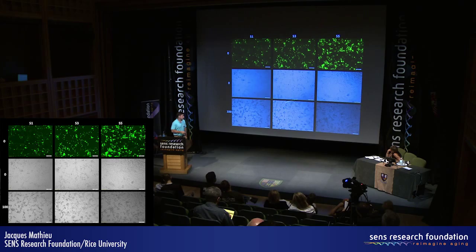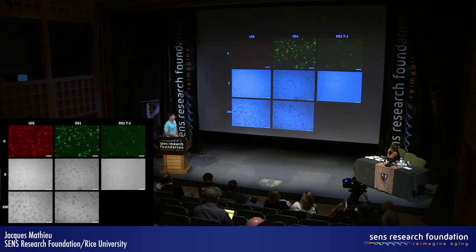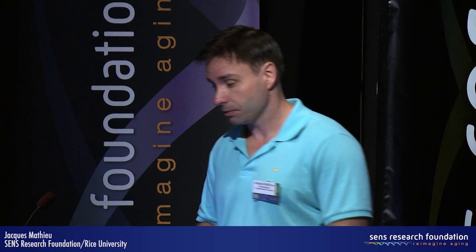This is star D3, star D5. Basically, we saw star D3, we saw a pretty decent effect using star D3. Overexpression of this has been shown to be beneficial in atherosclerosis. Now, so back to the DS1, this oxidase.